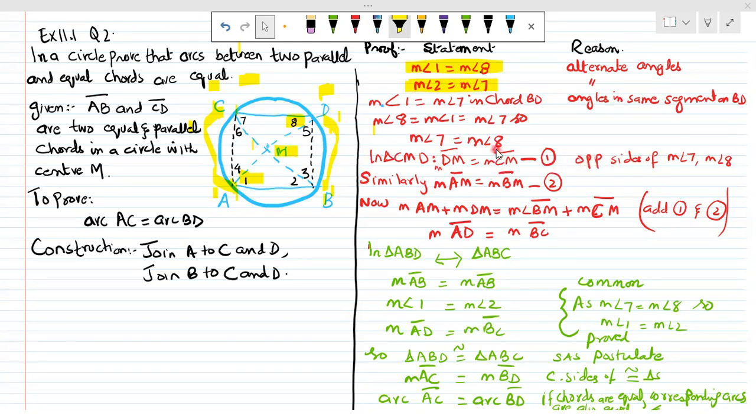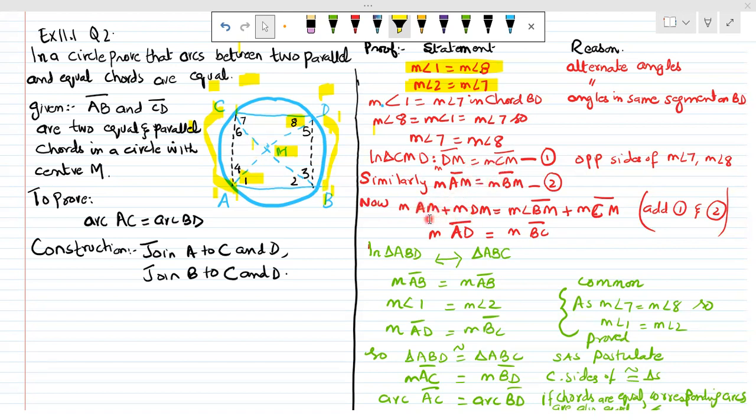In the very same manner, in this diagram, the whole sequence of logic that we have tried in triangle CMD, we can apply in AMB, and we can prove that AM is equal to BM. As we have proved that DM is equal to CM, we can prove that AM is equal to BM. We have got these results as number 1 and number 2 over here.